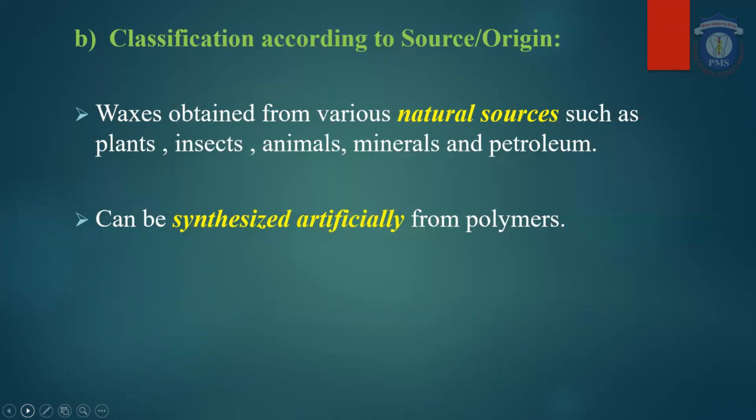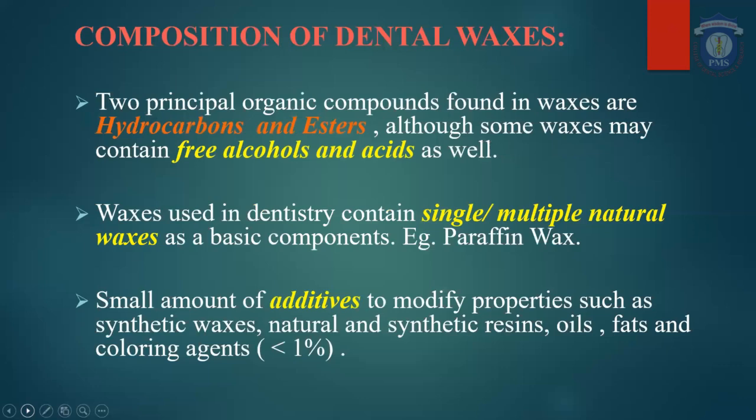Okay, and so the waxes can also be classified based on their source of origin. Okay, source of origin, and therefore waxes obtained from various natural sources. So first we have mainly natural waxes that are obtained from natural sources such as plants, insects, animals, or they are mined from their ores. Okay, and also from petroleum, and they can also be synthesized artificially from polymers. So natural sources, and also they can be synthesized artificially.